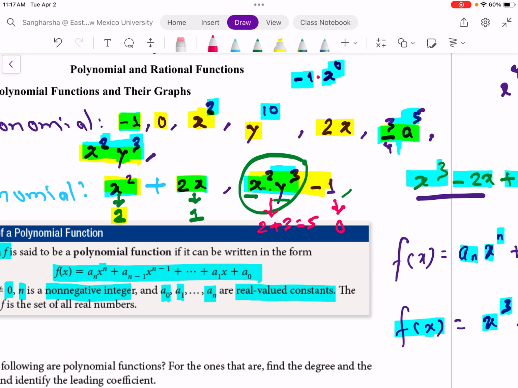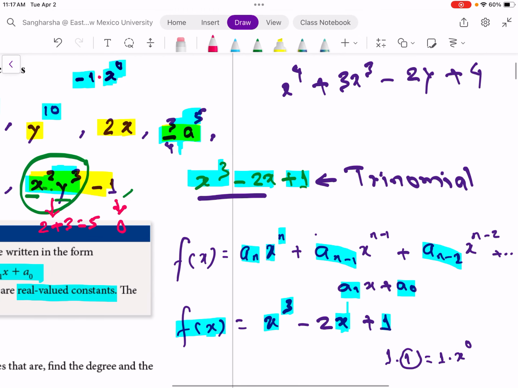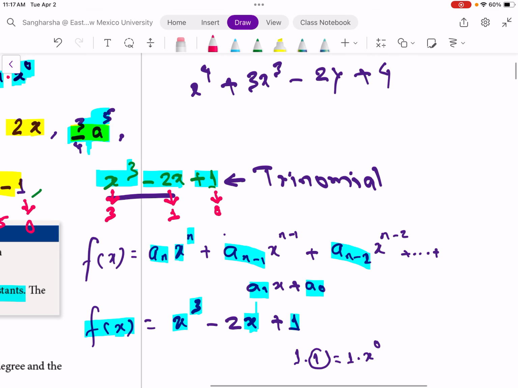Okay, now let's go to the trinomial. What is the degree of x cube? 3. What is the degree of 2x? 1. The degree of a constant is 0. The highest degree is 3. So 3 is the degree of this trinomial.